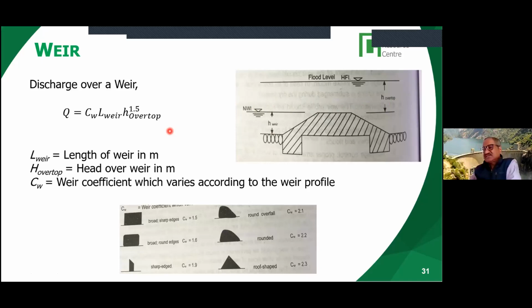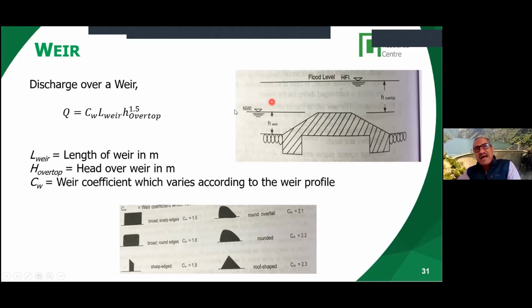It's a fluid mechanics formula, which is basically that the discharge from overflowing the weir is equal to a coefficient CW, which I'll explain, times the length of the weir, from one bank of the river to the other, and the overtopping height. That means the head over the crest at the flood level.